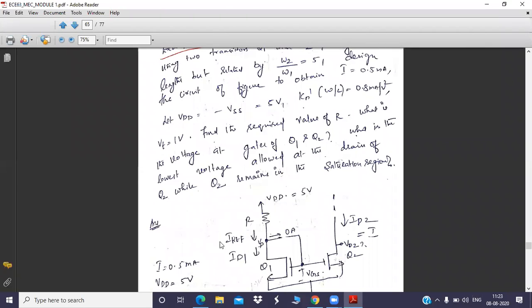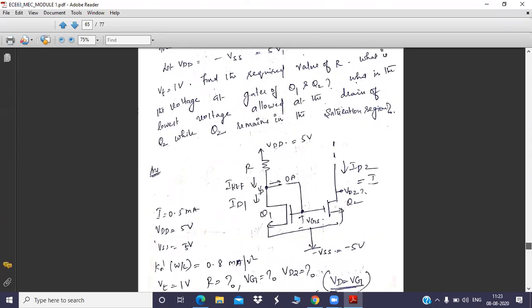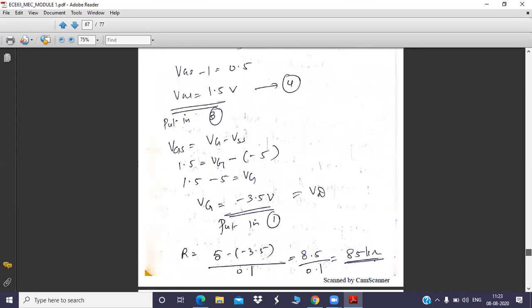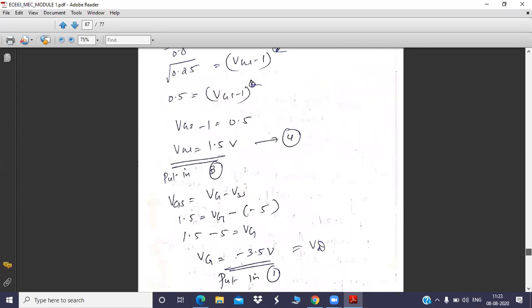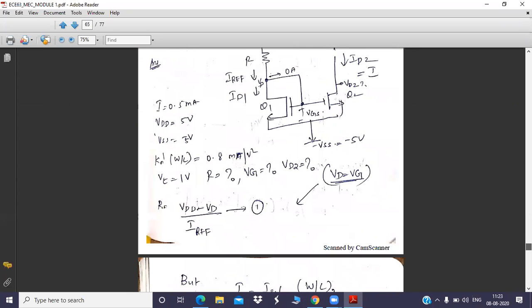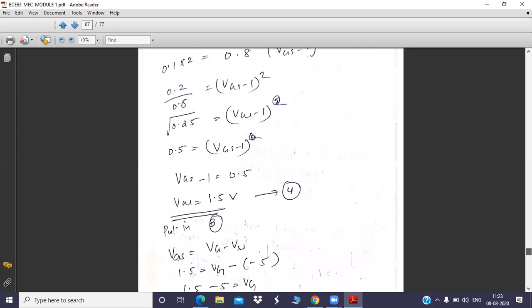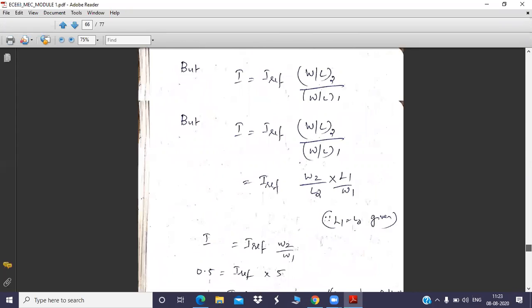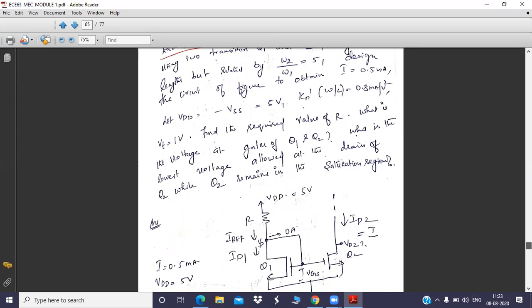It was 0.1 milliamps, by using the current mirror formula. So to ensure this 0.1 milliampere current flows through this device, you have to take an appropriate value of R. That R value you found out now. What is the answer? 85 kilo ohm, isn't it? So if you connect an 85 kilo ohm resistance at the drain terminal of Q1, you will get 0.1 milliamps reference current flowing through. Okay, so that completes the first part of the question.